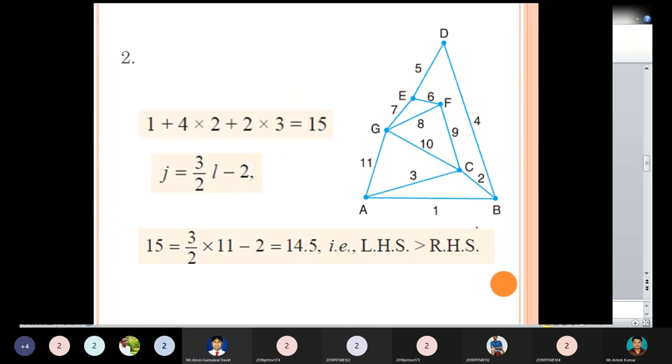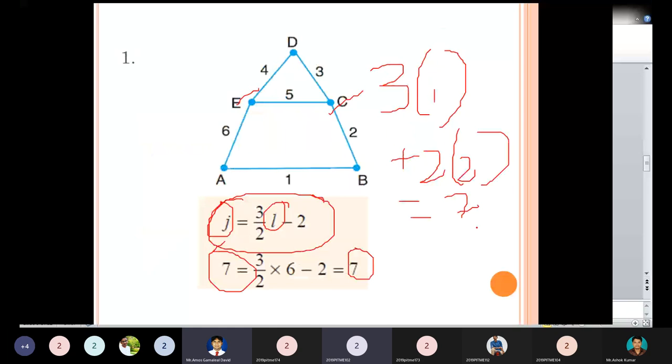Now look at this diagram. Sir, a binary tertiary joint.